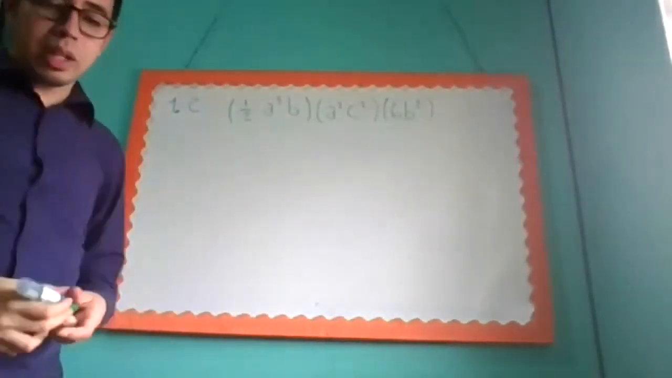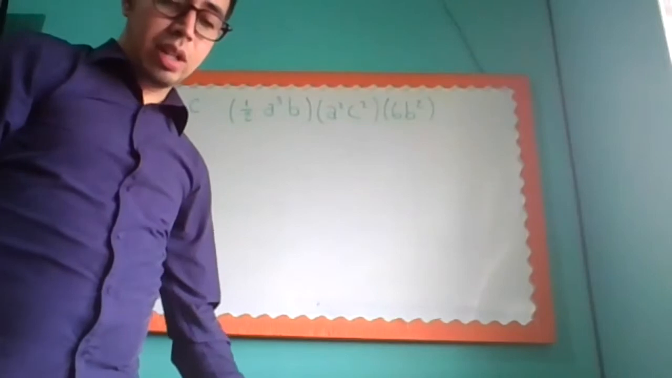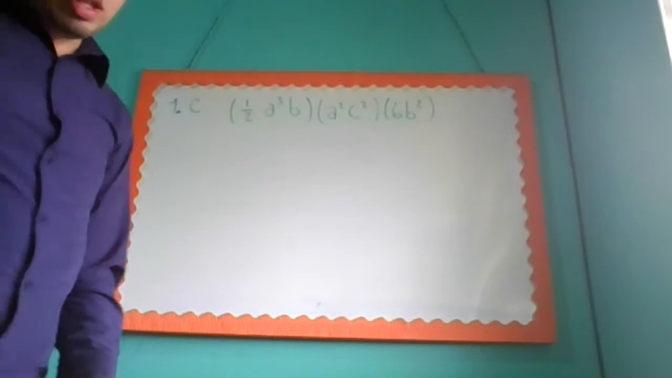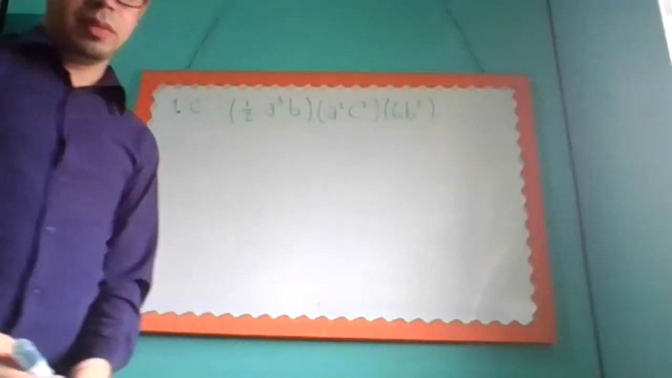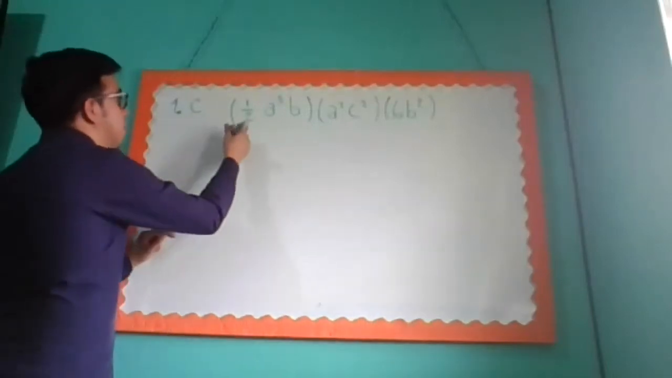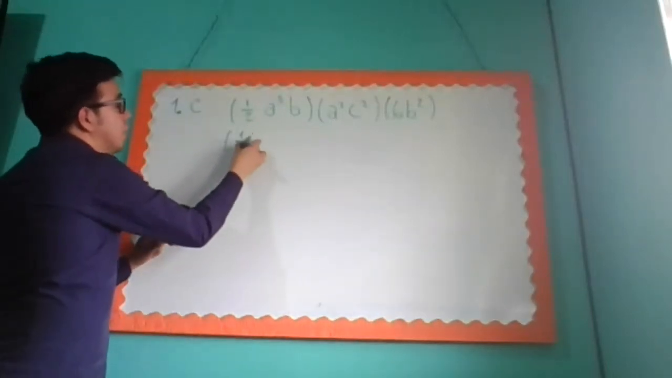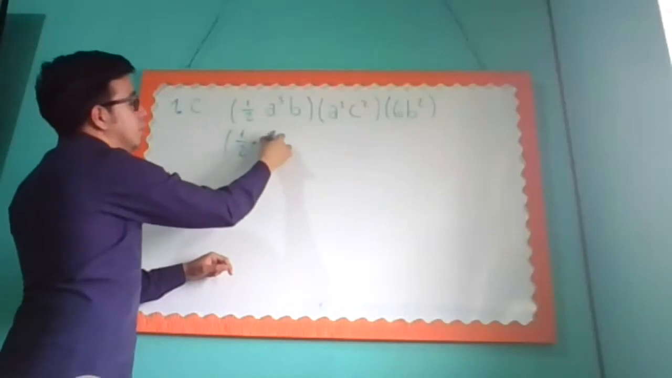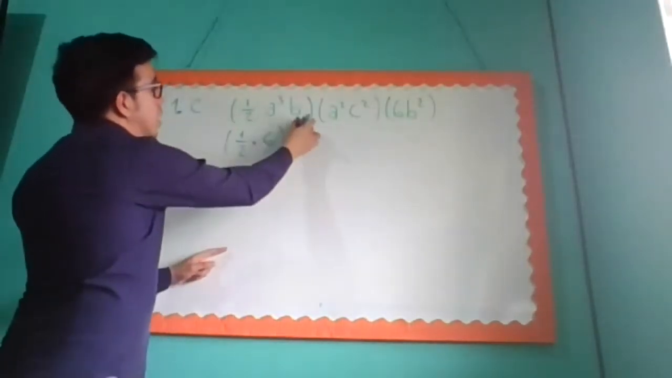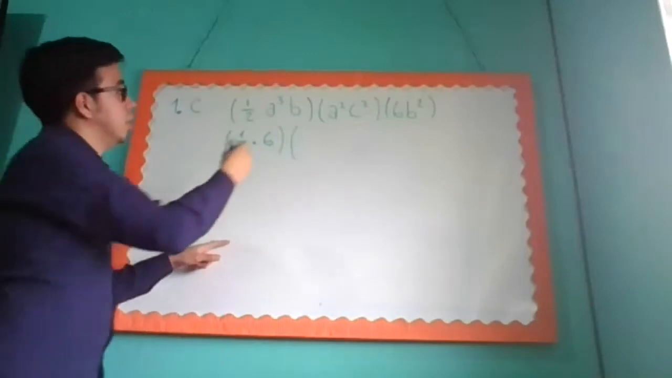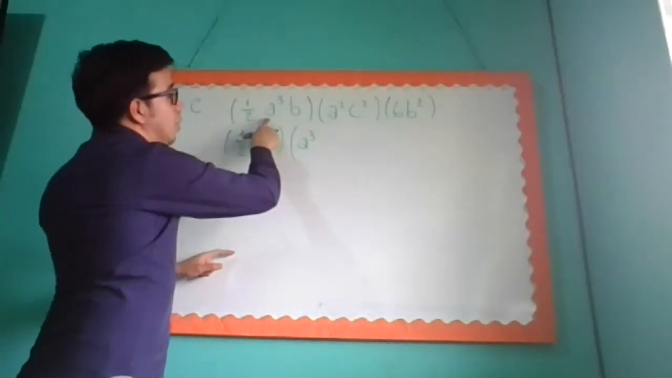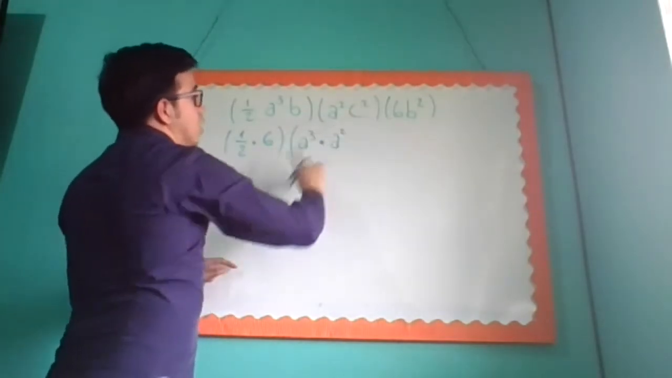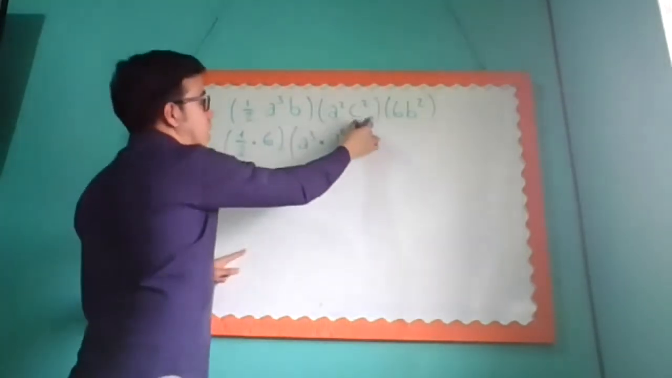Okay, so what we can do in here is start the operations: multiply the numbers and the variables in different parentheses. So we can write, for example, 1/2 multiplied by, in here there are no numbers, 6 multiplied by 6. The other parenthesis is going to be for the variable a to the power of 3 multiplied by a to the power of 2. In here there is no a, so we don't multiply it by any.